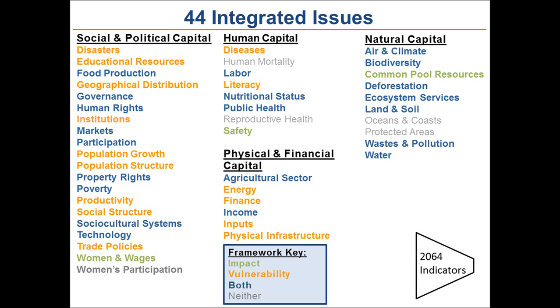Again, our team has collected a concurrent list of over 2,000 indicators that provide information about these 44 integrated issues and their components, and this is shown in the funnel at the bottom right of the screen here. So keep an eye on this funnel as we proceed through this process, and you'll notice how the number of indicators becomes more manageable with each step.